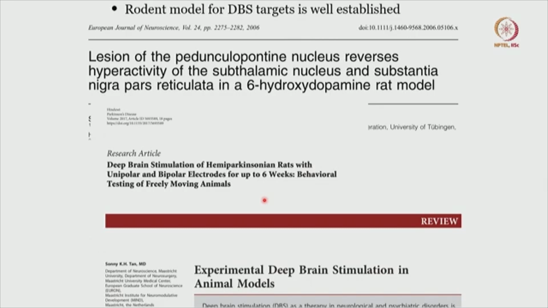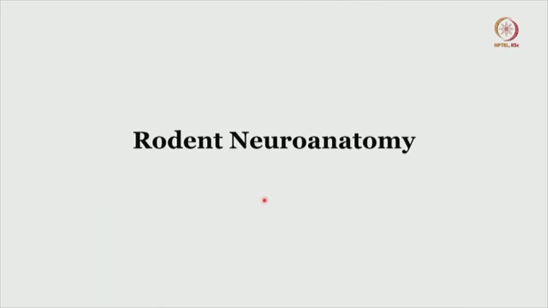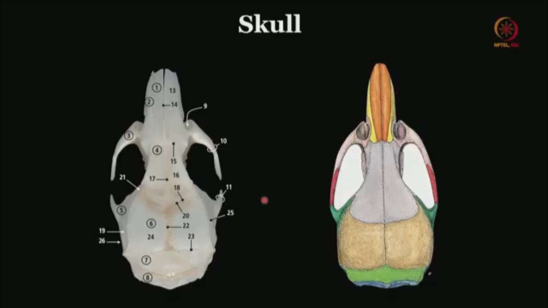So with that brief introduction, let us see what we can learn from the rodent neuroanatomy section. To begin with, this is the rodent skull, and if you all remember what we discussed in the human brain model or human neuroanatomy, you can see that there are some similarities when it comes to the skull bones, especially the calvarial bones.